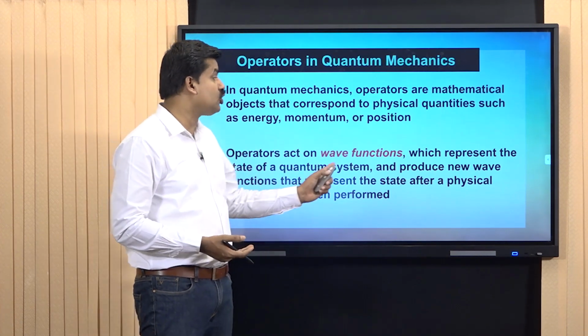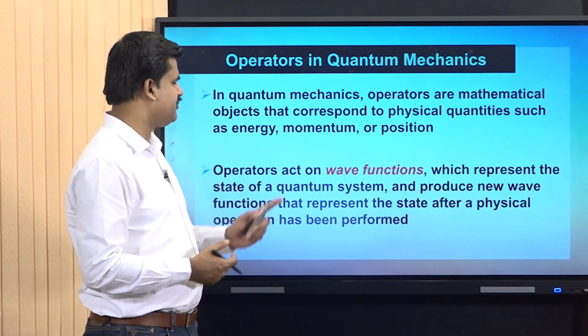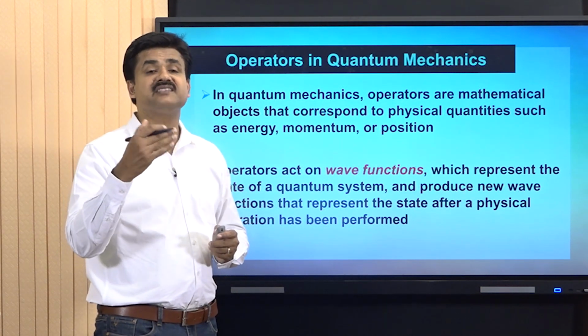Operators act on wave functions. In quantum mechanics, we are using operators to operate on wave functions, which represent the state of a quantum mechanical system. This operation produces new wave functions that represent the state of the system after the physical operation.